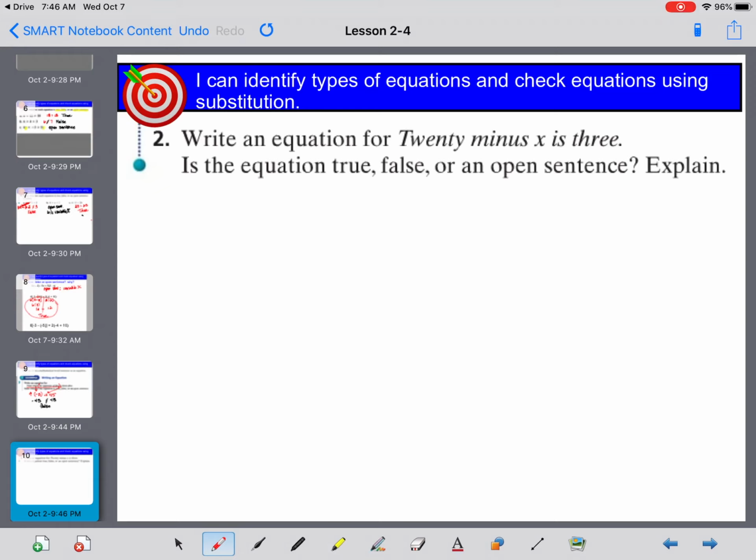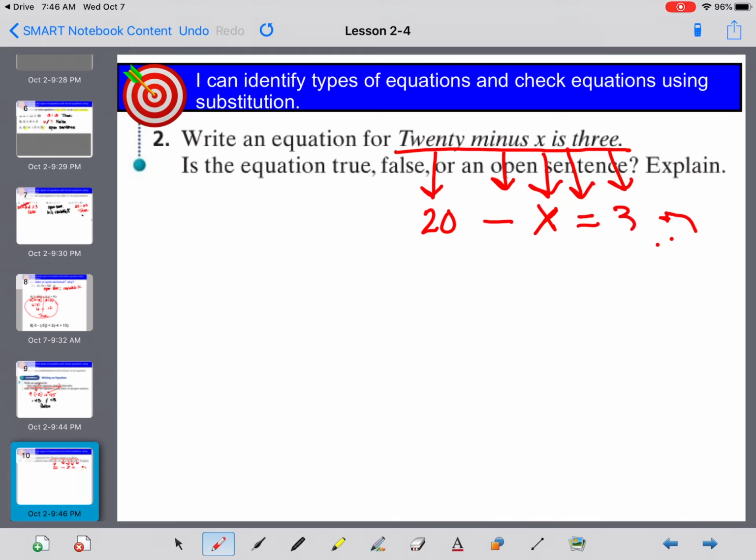All right, the first thing we need to do is write the word problem. 20 minus x is 3. So let's just translate that. 20 minus x. Remember, the word is always means equals 3. Now, 20 minus x is 3.